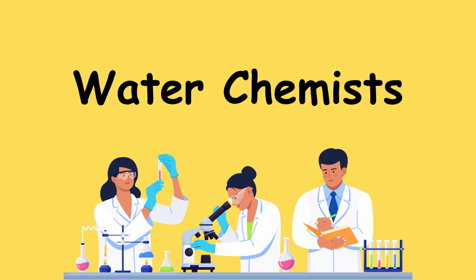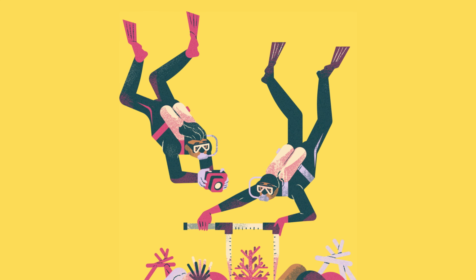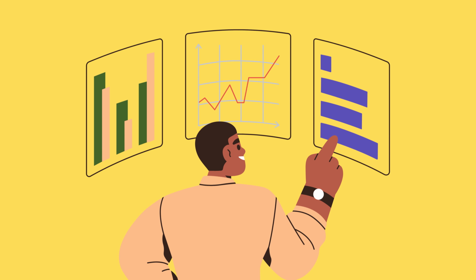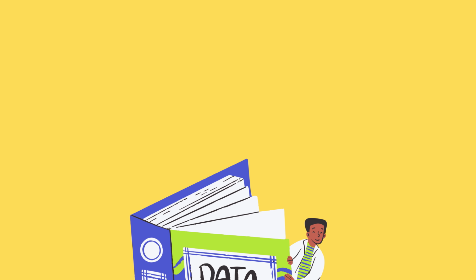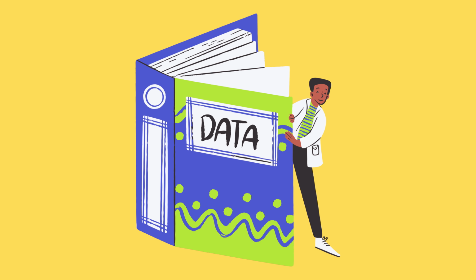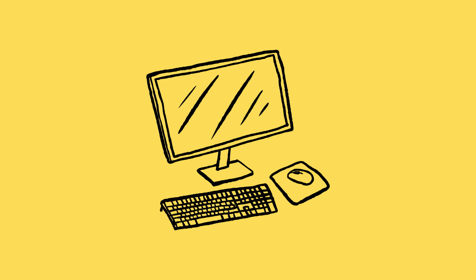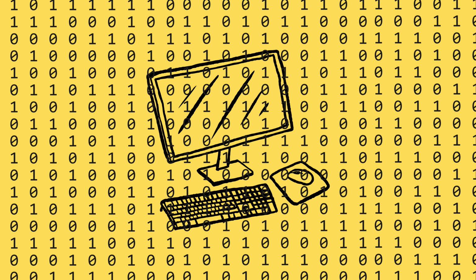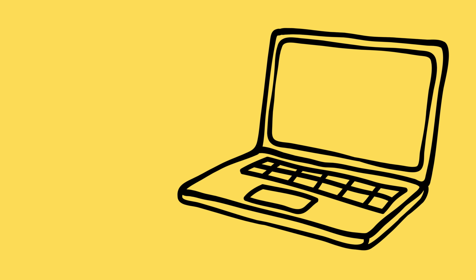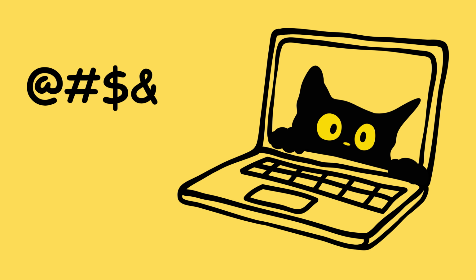Today's episode is for water chemists, but don't worry. If you're a marine biologist, geochemist, physicist, urban planner, or just a data-loving scientist who stumbled in looking for the coffee machine, you're absolutely in the right place. Why? Because to your computer, data is just a bunch of numbers, characters, and maybe the occasional oddball symbol. Like the ones that show up when your cat walks across your keyboard.